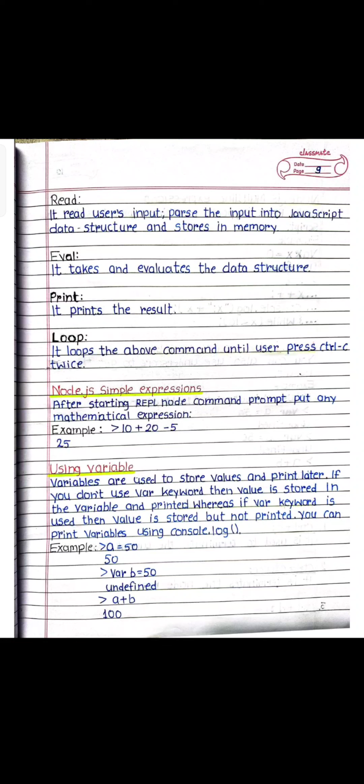Variables are used to store values and print later. If you don't use the var keyword, then the value is stored in the variable and printed. Whereas if the var keyword is used, then the value is stored but not printed. You can print variables using console.log. Example: a = 50, 50; var b = 50, undefined; a + b, 100.